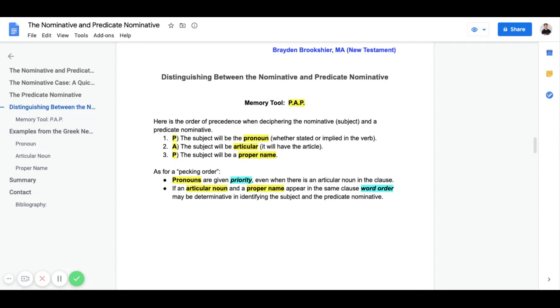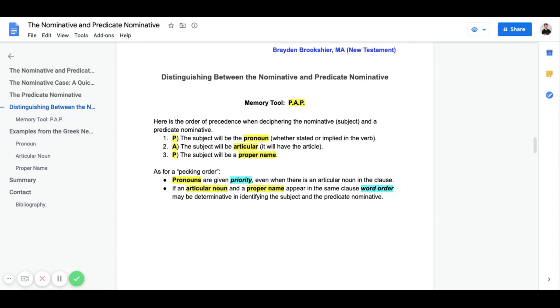And we'll get to the pecking order of that in a second too, but that's why I'm going to encourage you to memorize it in this way too. P.A.P. First, the order of precedence to memorize this. The first P would be the subject will be the pronoun, whether stated or implied in the verb. Secondly, the subject will be articular. It will have the article. And number three, the second P, but the third letter, the subject will be a proper name.